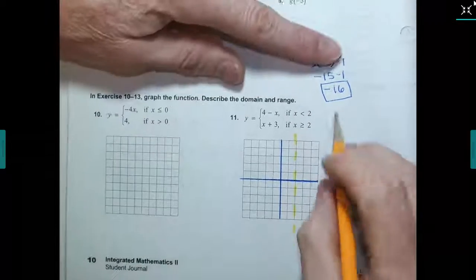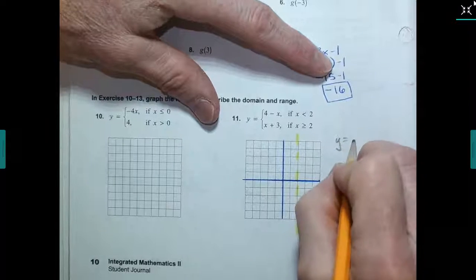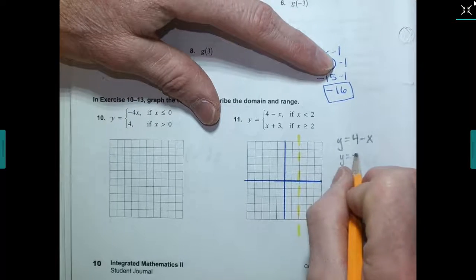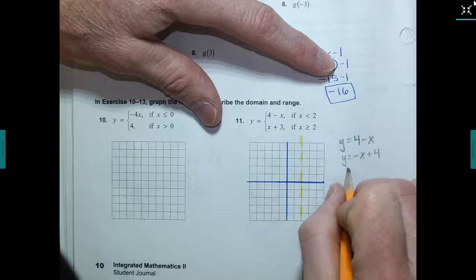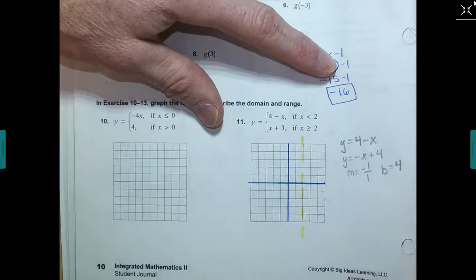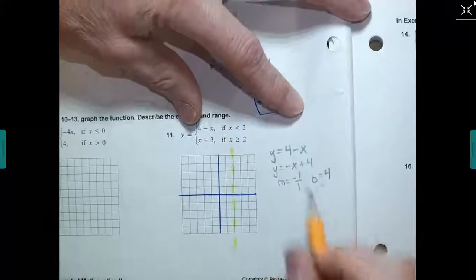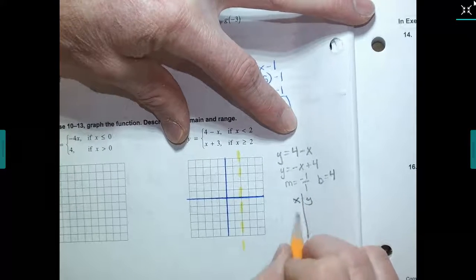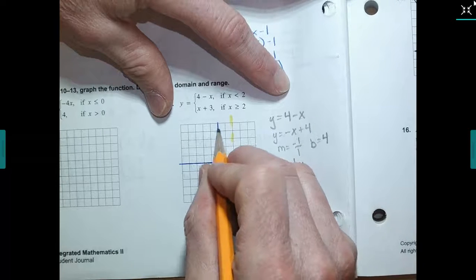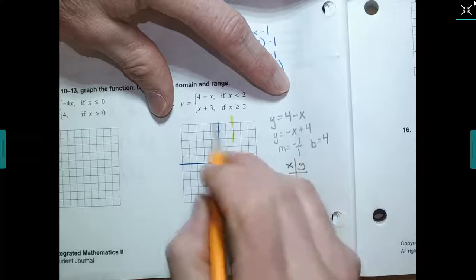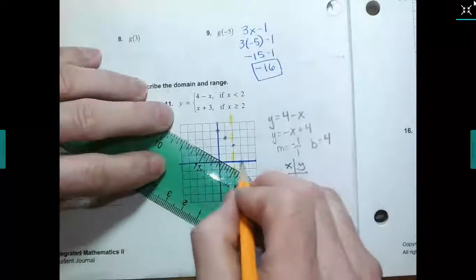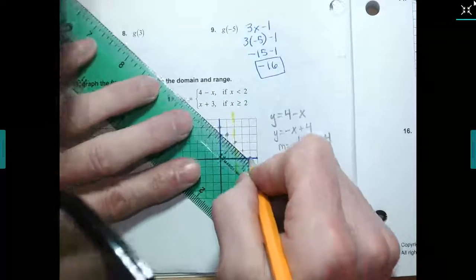And now for my first one, I have y equals 4 minus x. So what I could change this to is y equals -x plus 4. So I have a slope of -1 over 1, the y-intercept of 4. You can also do an x-y table if you would prefer. So I have 4, 1, 2, 3, 4, and then I have down 1 over 1, down 1 over 1, down 1 over 1. So there's my line, down 1 over 1.